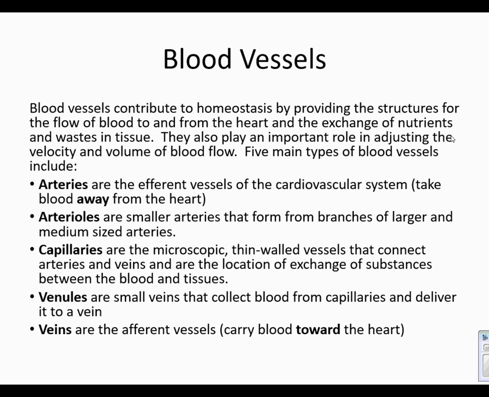The book, for whatever reason, kind of breaks it down to five. They throw in arterioles and venules. Arterioles are a smaller form of artery. They're the smallest, actually, and venules are the smallest form of veins. I get why they do it, but to me, I really just emphasize arteries, veins, and capillaries.